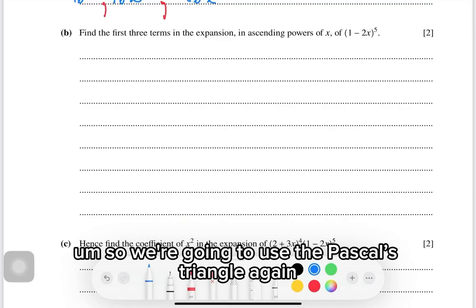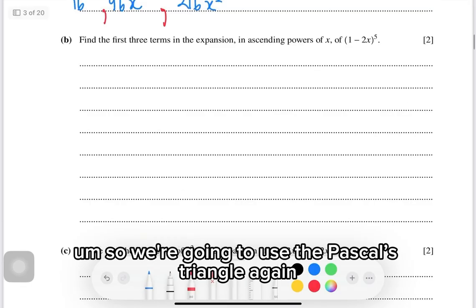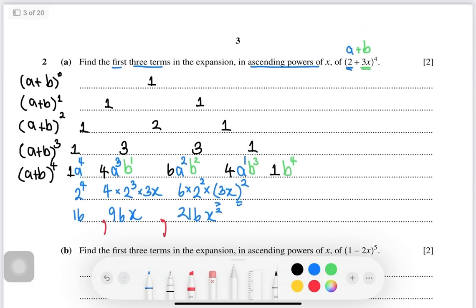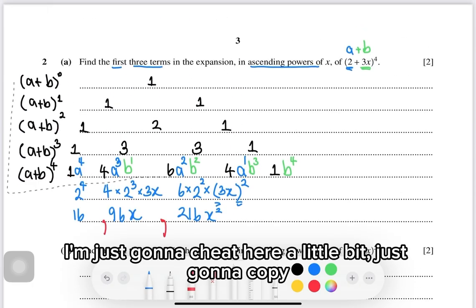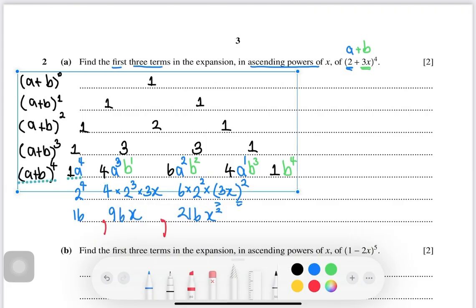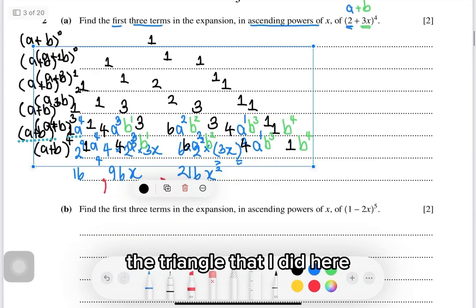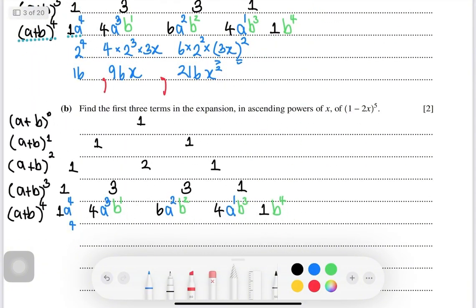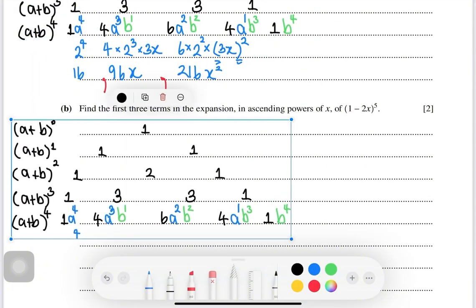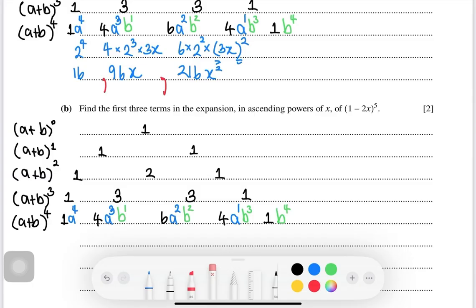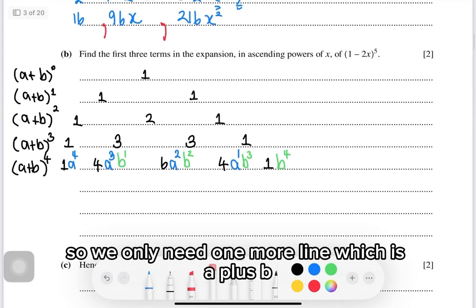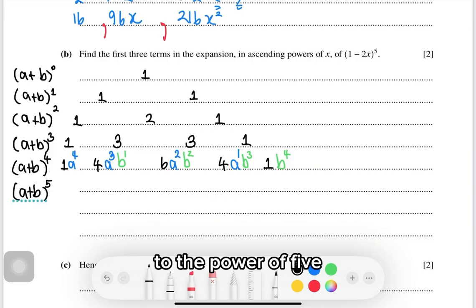So we're going to use the Pascal triangle again. I'm just going to cheat here a little bit and copy the triangle that I did here. Okay. So we only need one more line, which is (a plus b) to the power of 5.